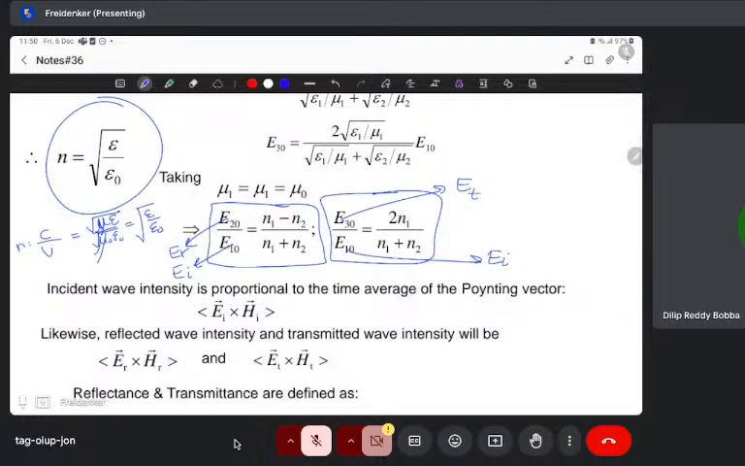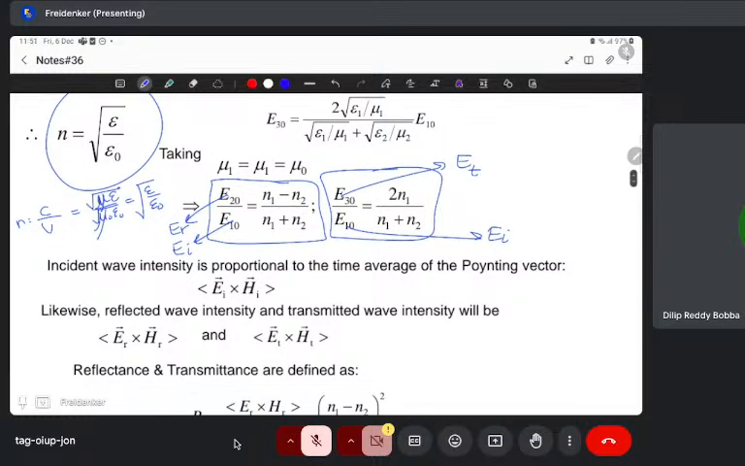So if n1 is smaller than n2, then you'll get a negative number. But don't worry, if you get a negative number, it means the amplitude flipped. So that is the meaning. If you get negative numbers, don't get confused. But don't write n2 minus n1, then that will change the entire story. Here, will you get a negative number? No, you'll never get a negative number. What does it mean? It means that in whichever direction E incident is there, in the same direction E transmitted will also be there. So there will be no flipping in that case.